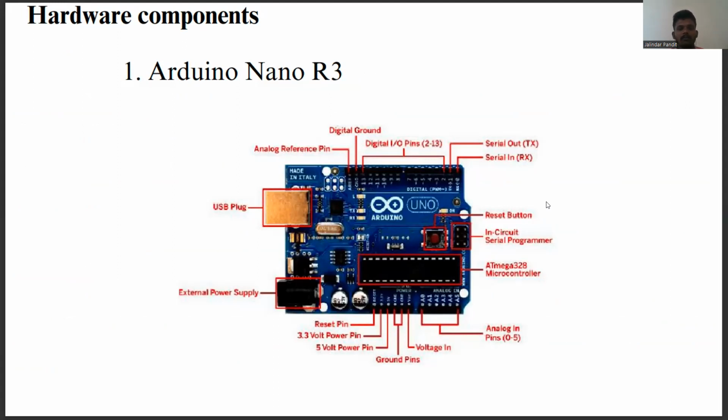The board has a USB interface, which allows it to be easily programmed and powered through the computer. This Arduino Uno R3 is commonly used in various projects such as robotics, home automation, and wearable devices. It is ideal for projects that require a small and portable board with low power consumption.